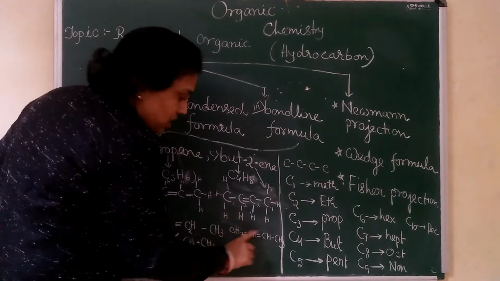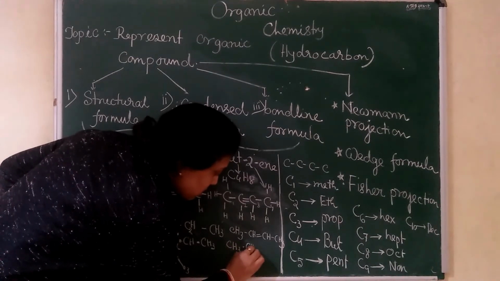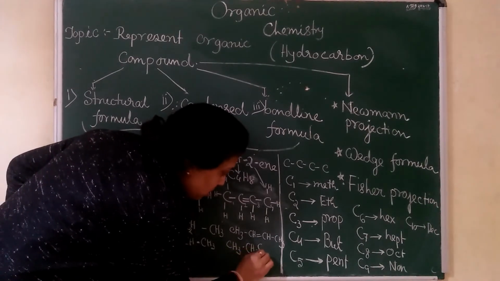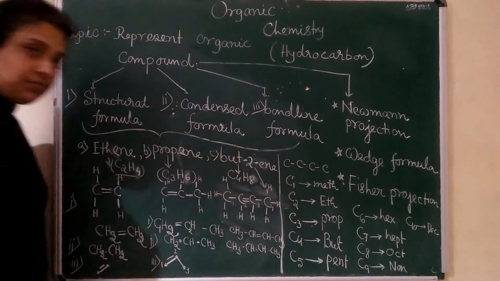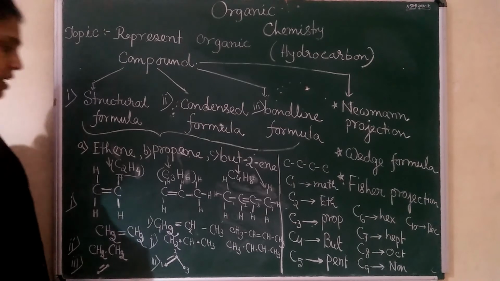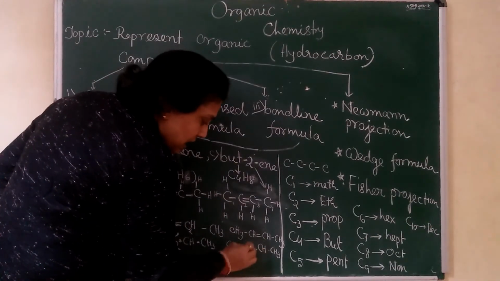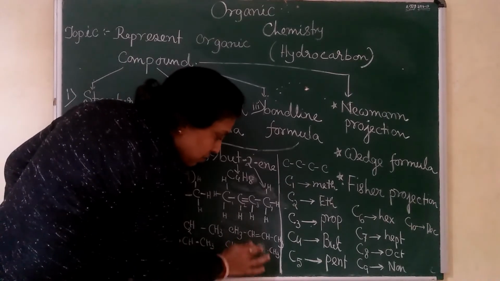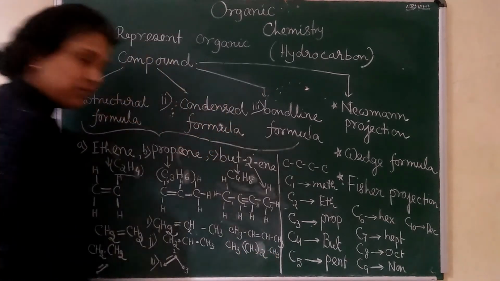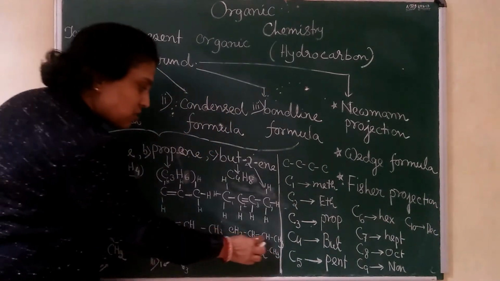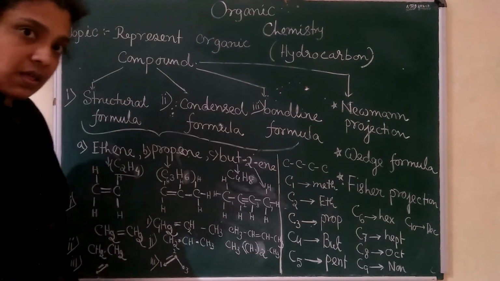In the condensed formula, you will not show these bonds. So CH3 dot CH dot CH dot CH3. Okay, you can write dots, or you can write it another way, as I told, that CH will be twice. See, CH is coming twice. So CH twice dot CH3.